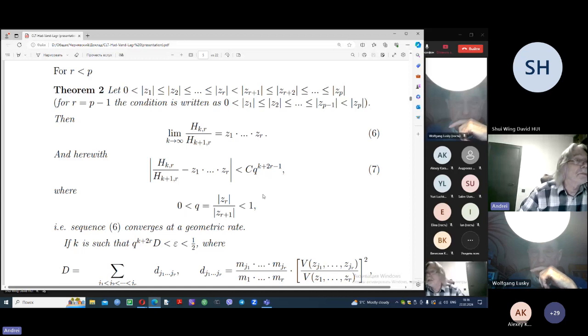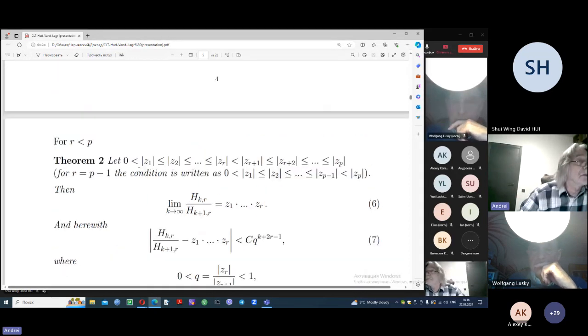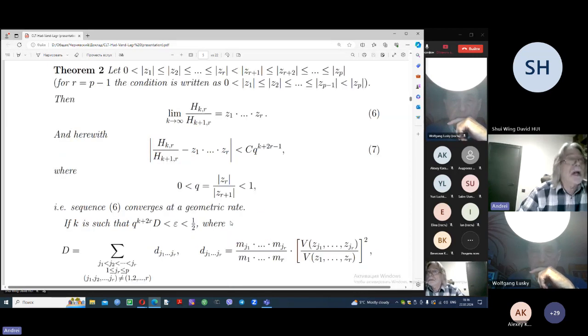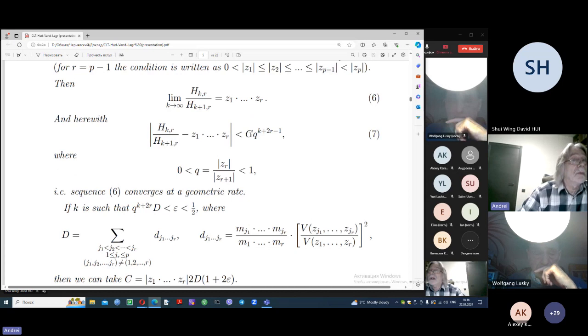So again, I'm showing the result. Once two roots are different in modulus, one can calculate the product of all the roots up to this one, of course with a prescribed accuracy, and I will show you by example. We can just estimate what this q is.